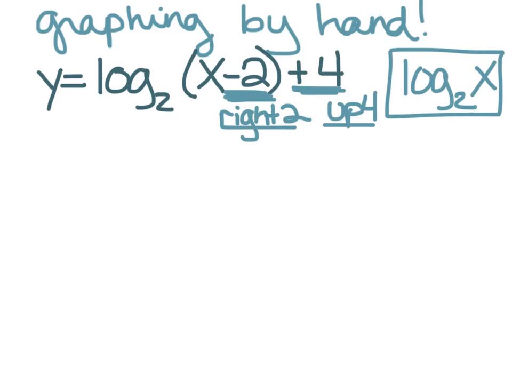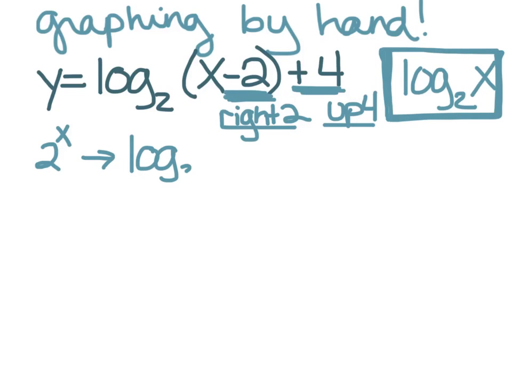In order to make a table for log base 2 of x, I need to think about how that's written in exponential form. So I'm going to write 2 to the x, and then I'm going to switch my x and y, and then I'll have log base 2 of x. That's why we talked about inverses. These guys are inverses, which means x and y is switched. So even in our table, x and y is switched.